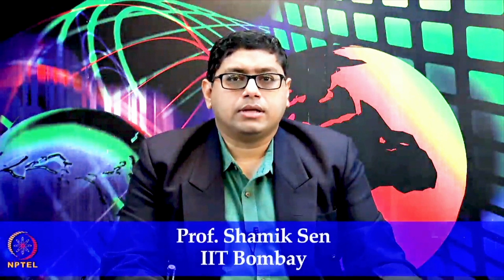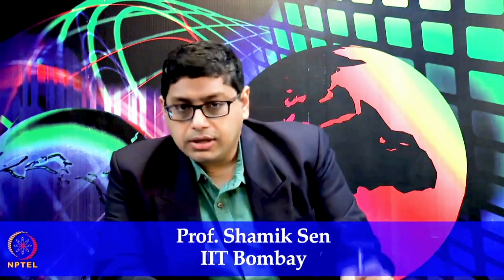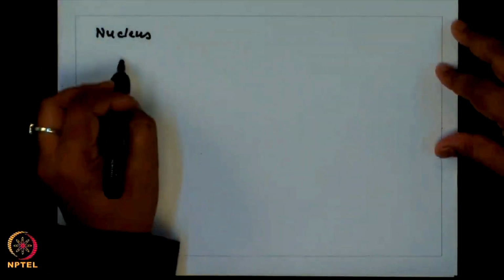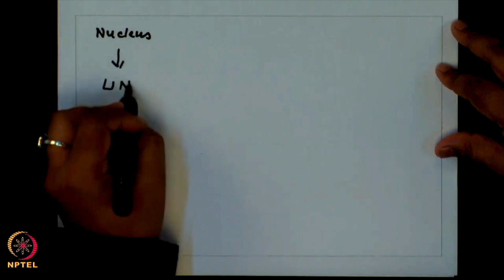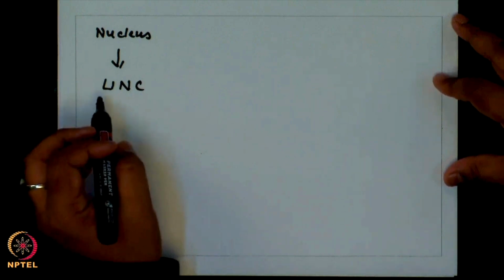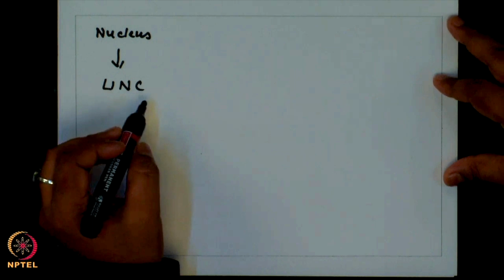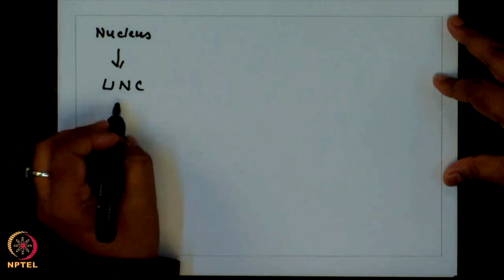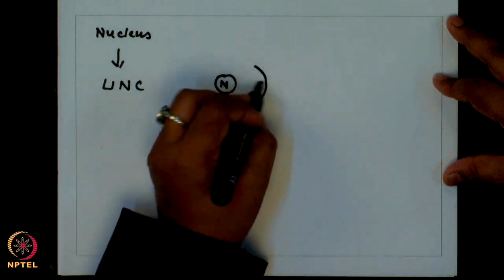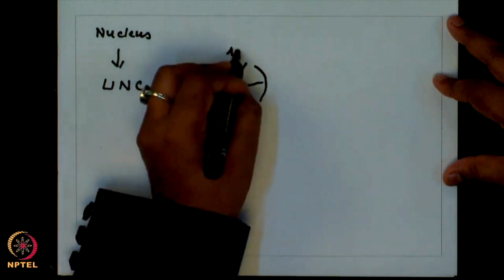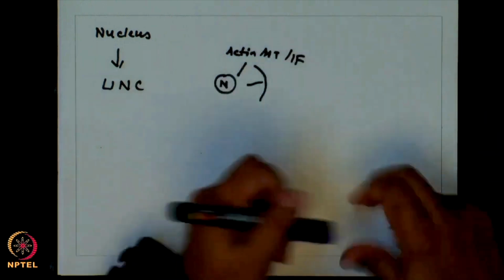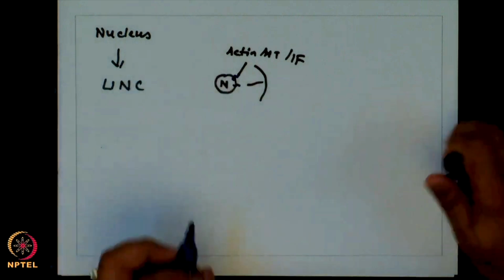Hello and welcome to today's class of Introduction to Mechanobiology. In the last class we had started discussing the nucleus and its structure, and majorly I introduced this complex called the LINC complex, which stands for linker of nucleoskeleton and cytoskeleton. This LINC complex makes sure that if this is my nucleus, you have a physical connection from actin or microtubule or intermediate filament cytoskeletons to the inside of the nucleus through various connections.